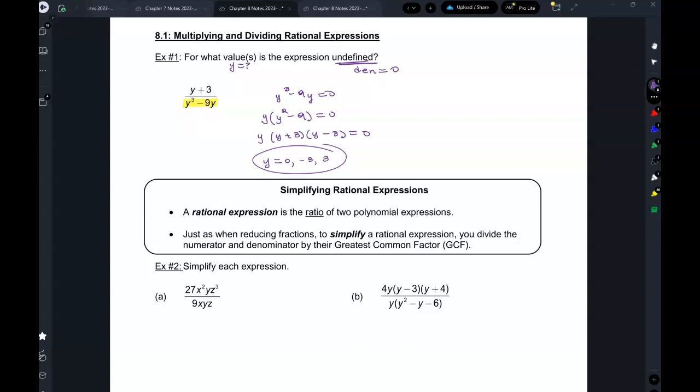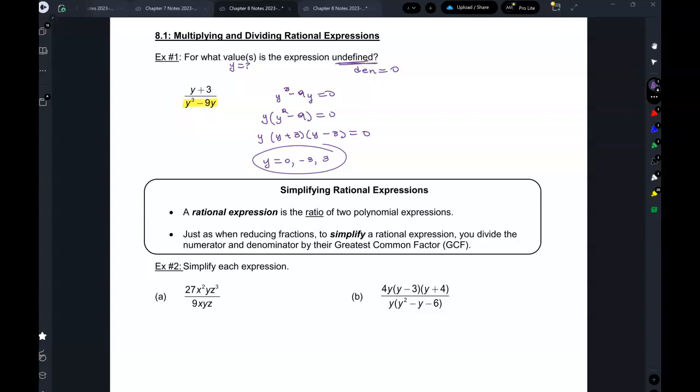Because if I take 3 and I plug it into the denominator, I get 27 minus 27, that's 0. I haven't even touched the numerator. Do you see that? Because when I'm looking at where something is undefined, all I care about is the denominator, never the numerator. I don't care about the numerator. The numerator can be whatever it wants it to be. Okay, so let's move on.